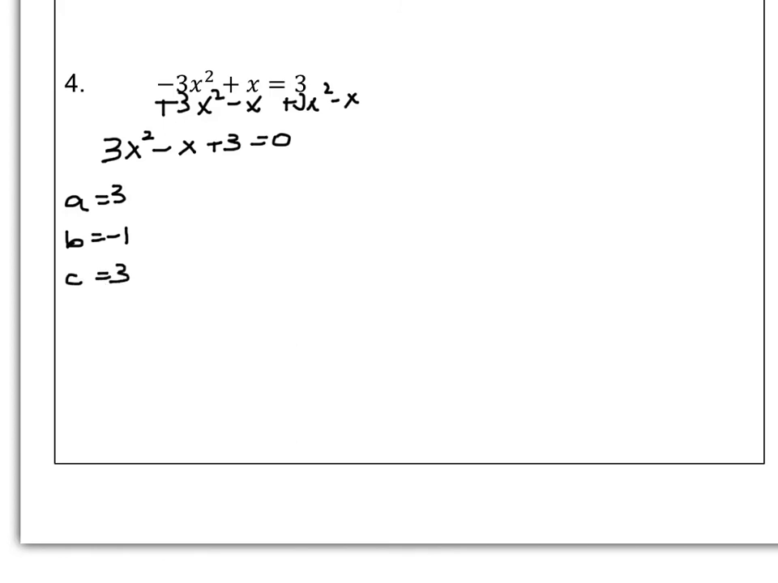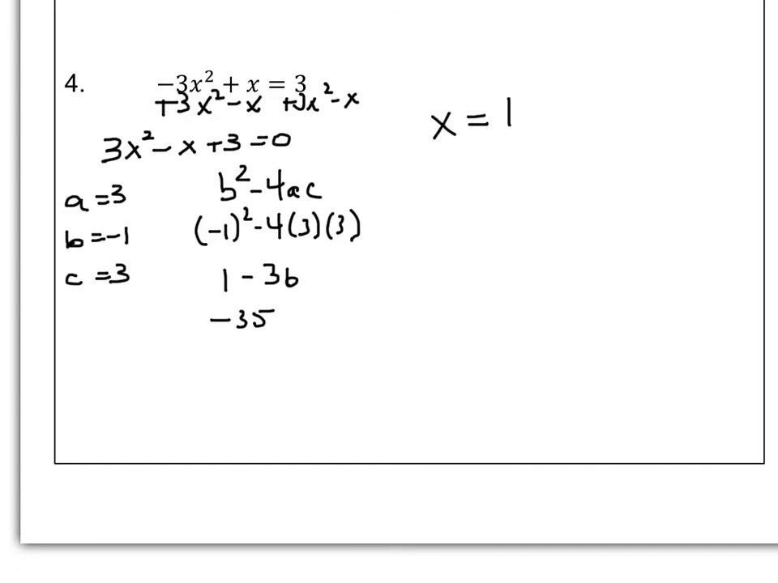Okay, got to put it into the discriminant again. b squared minus 4ac. So we've got negative 1 squared minus 4 times 3 times 3. This is 1. 4 times 3 is 12. Times 3 is 36. So 1 minus 36, which is negative 35. Okay, so now I'm going to put that into the quadratic formula. The opposite of b is 1, plus or minus the square root of negative 35, all divided by 2 times a, which is 6.